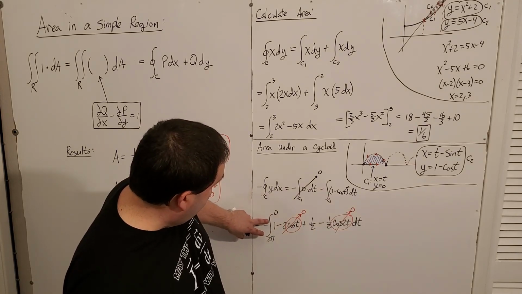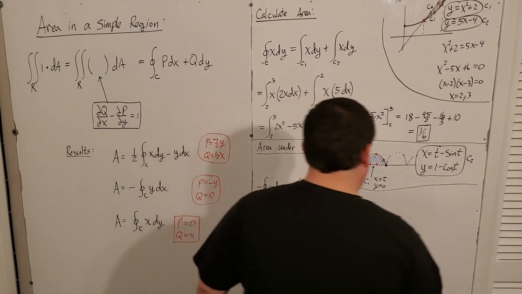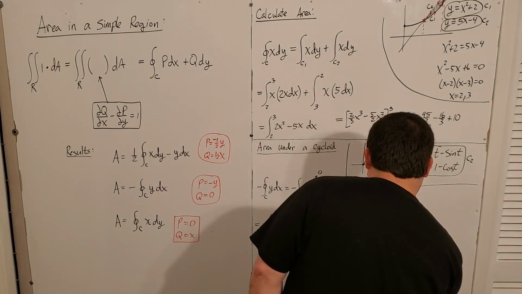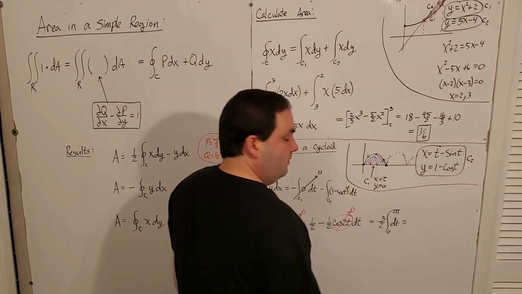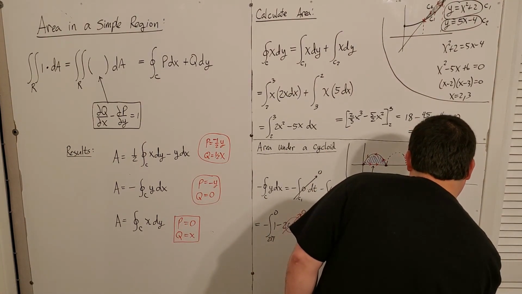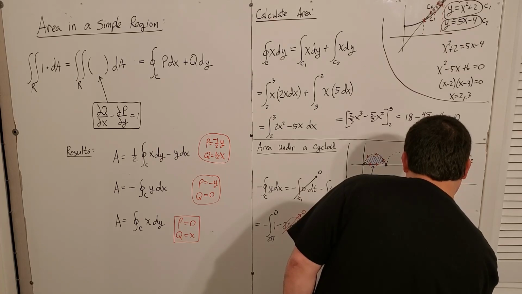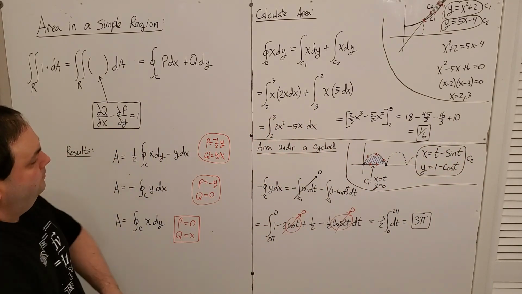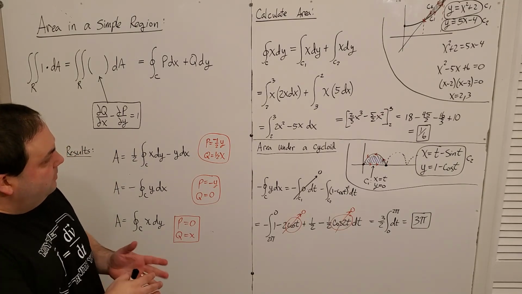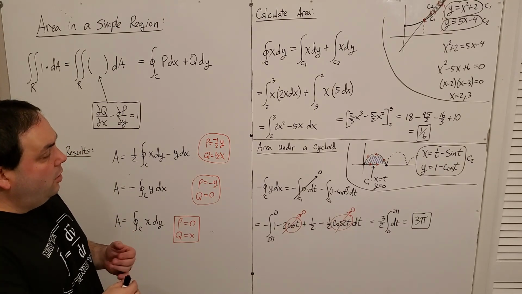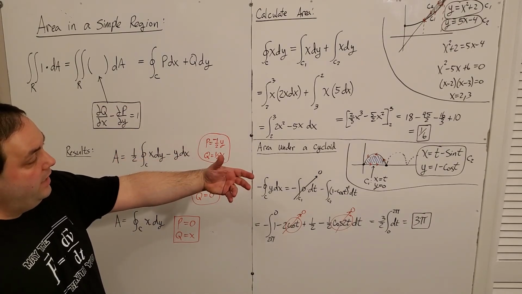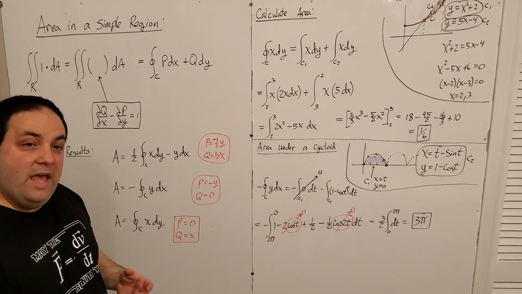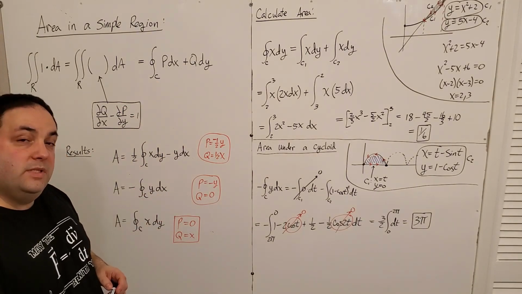And this negative is going to allow me to flip the integration here. Okay, so what I've got is 3 halves integral 0 to 2 pi dt, which is going to result in 3 pi. Okay? So sometimes Green's theorem helps us go in reverse. I can turn an area integral back into a path integral when it becomes necessary.